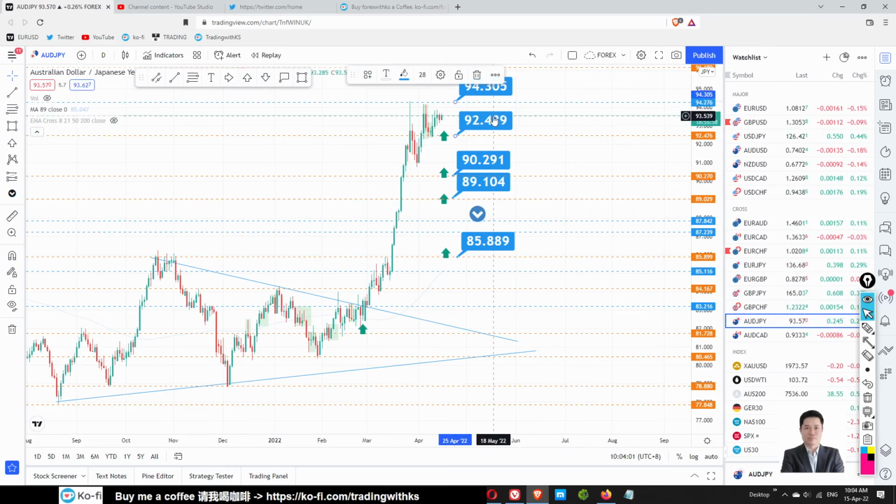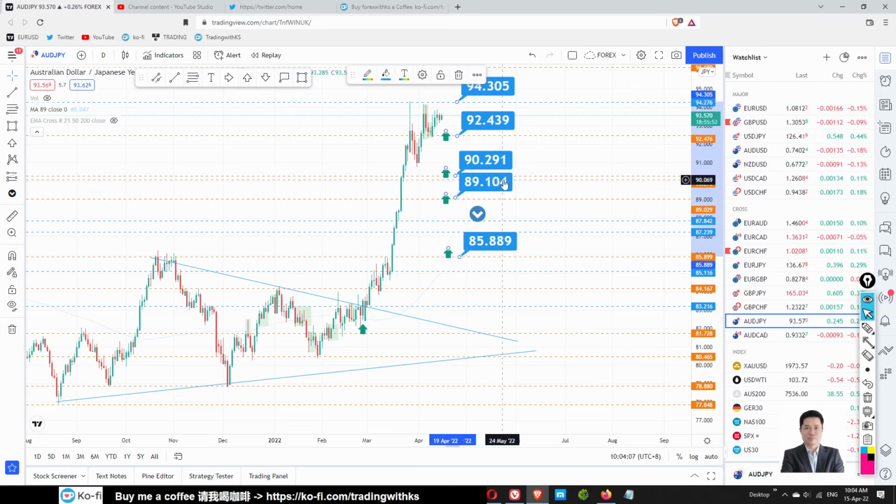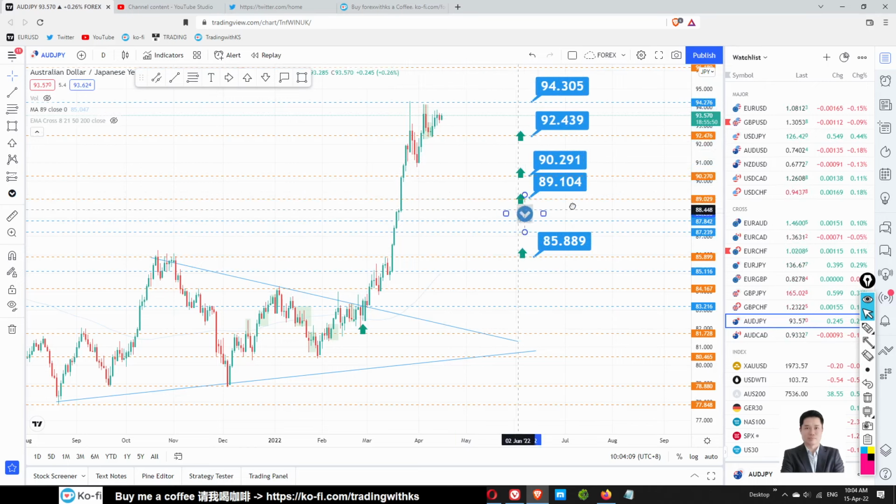AUD/JPY, it's too extended, we don't want to buy. The price is too high to buy, so we want to wait for a drop. Okay, a drop towards this area. I don't think here will be good. 90 or 89, this area, right? We want to wait for a bigger retracement in order for a buy opportunity.